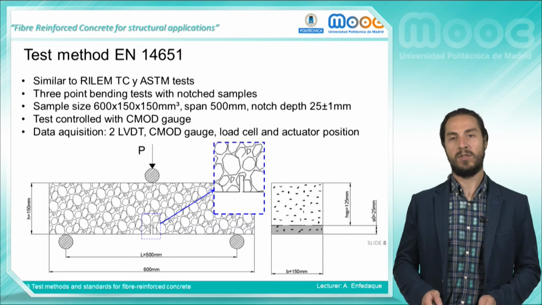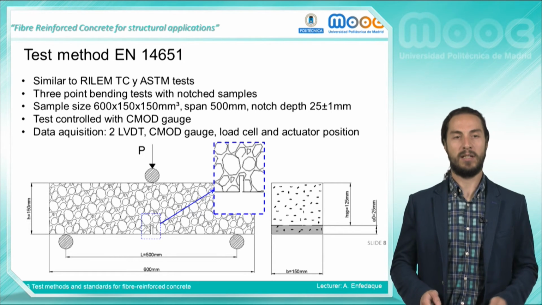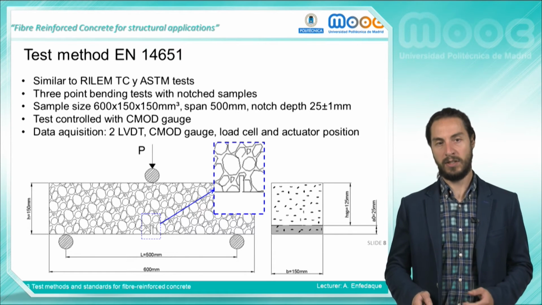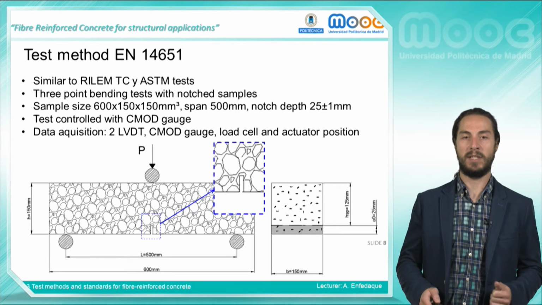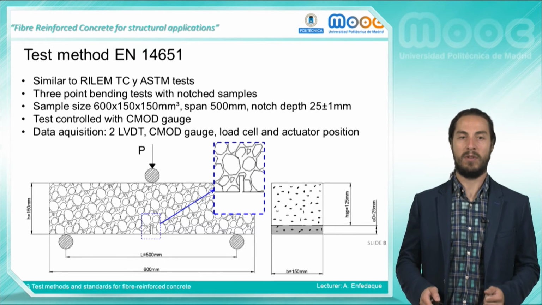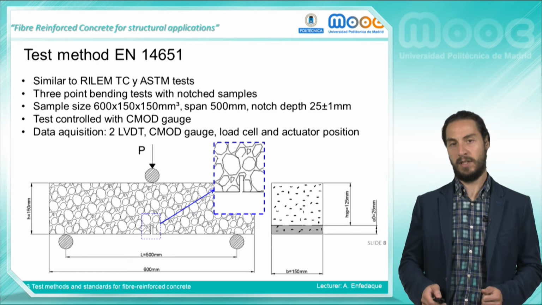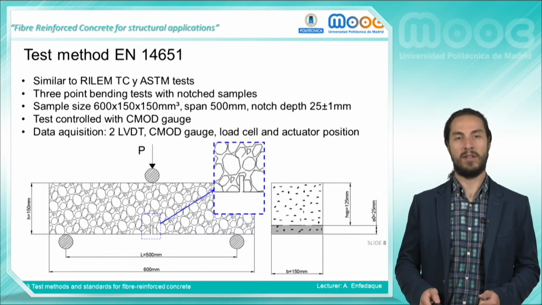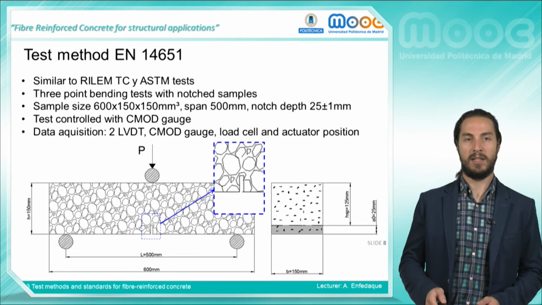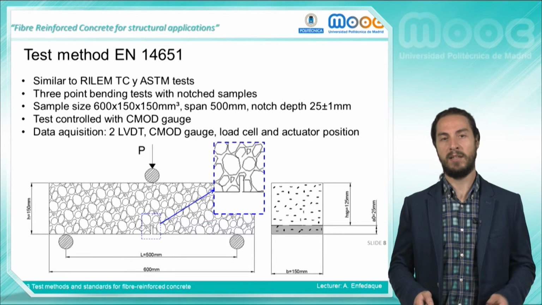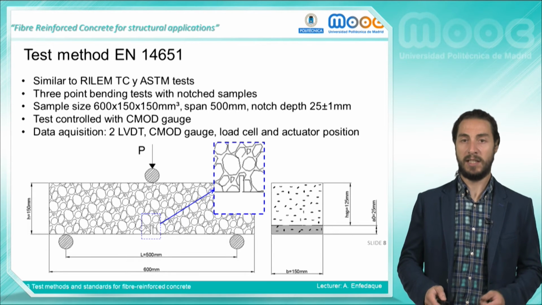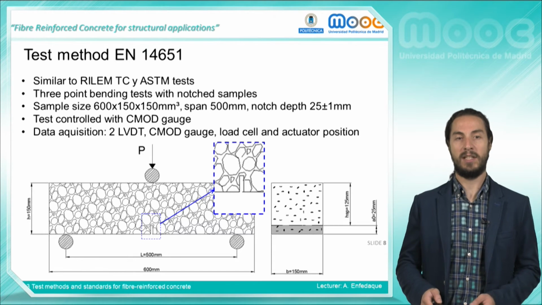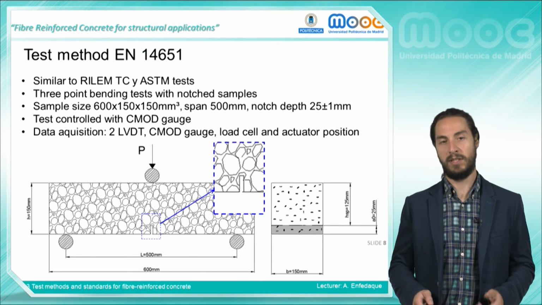This method is focused on assessing the improvement of the concrete mechanical properties that were achieved by adding randomly distributed fibers in concrete. In order to do so, the test method employs prismatic samples with a square section of 150 millimeters of length, and the total length of the sample is 600 millimeters. The sample is notched in its central section, leaving a ligament of 125 millimeters that is subjected to a three-point bending test. The mechanical behavior of the material is derived from the data recorded during the test.